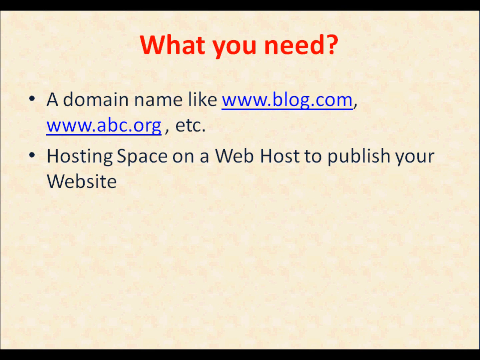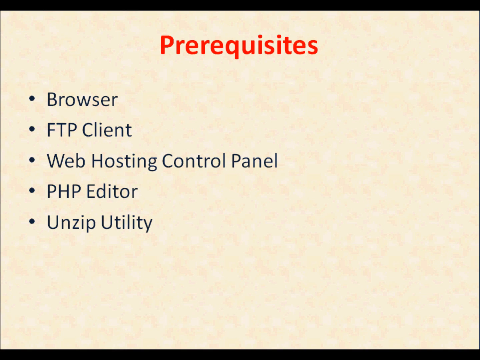You must own a registered domain name and web hosting space on a web hosting provider to publish your website. You need the following 5 things to install WordPress on your website. Number 1, a browser like Internet Explorer, Apple Safari, Google Chrome etc. to download WordPress installation files to your computer. Number 2, an FTP client like FileZilla or Core FTP Lite, to connect to your website and transfer files to it.